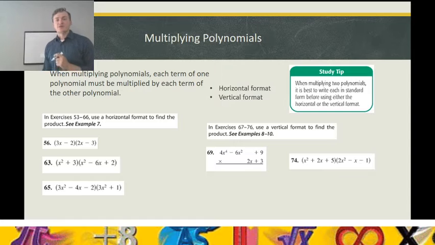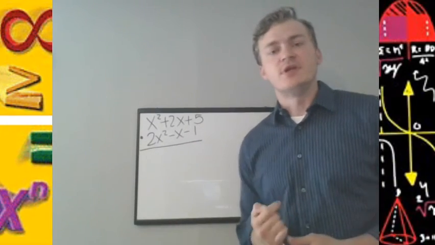X squared plus 2x plus 5 is going to multiply 2x squared minus x minus 1. And see down here when we multiply, notice we're working with some nice numbers here. Minus 1, a minus 1x, a positive 2x squared. So the numbers aren't too big there. We're just multiplying by 1s and 2s. Nothing too bad there.